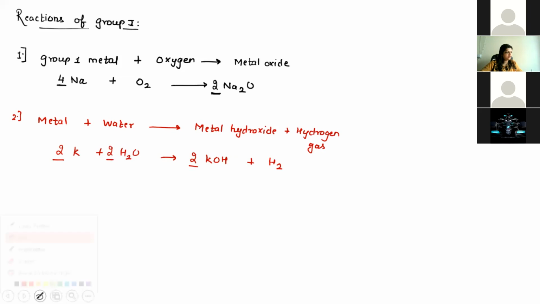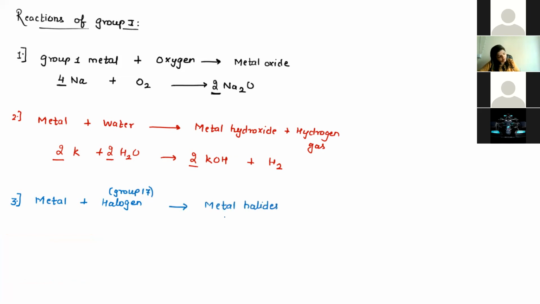Then we have the third one: if metal reacts with halogens, meaning group 17, then they form metal halides, which are salts. Example, Na plus Cl2. All halogens are diatomic, which we are going to study in a few minutes. It will give us sodium chloride.